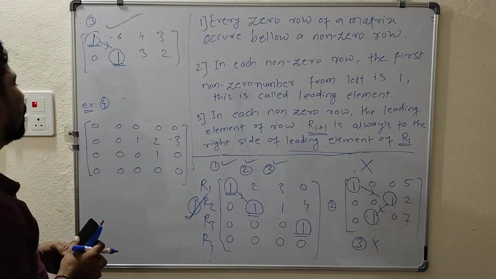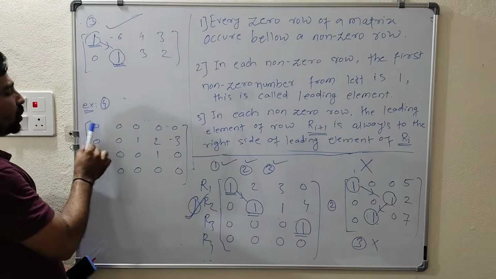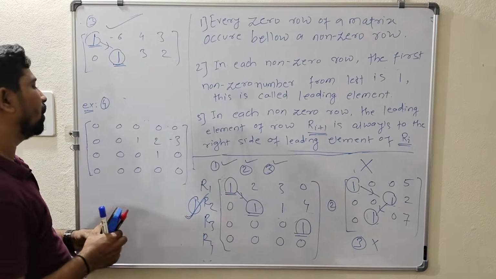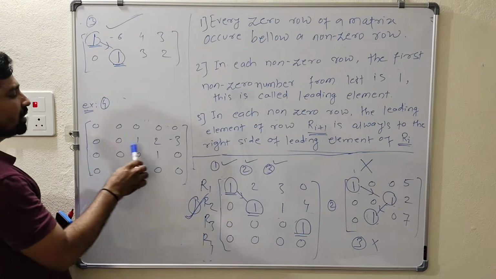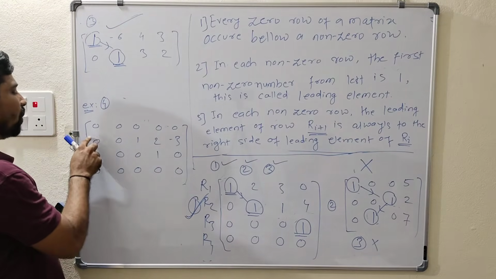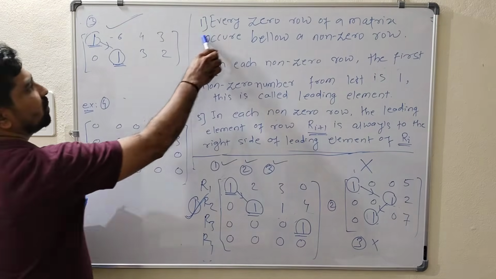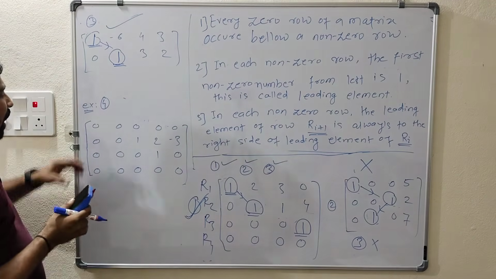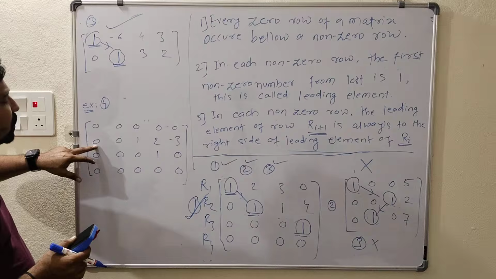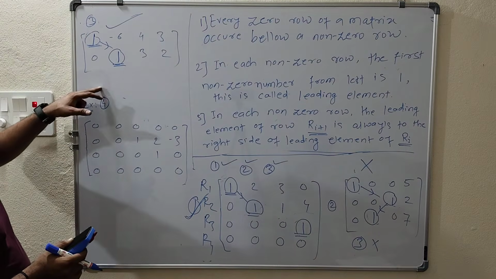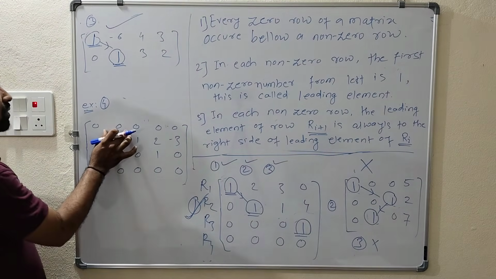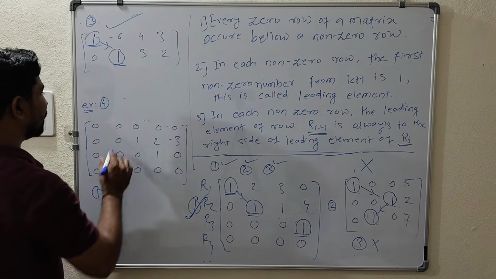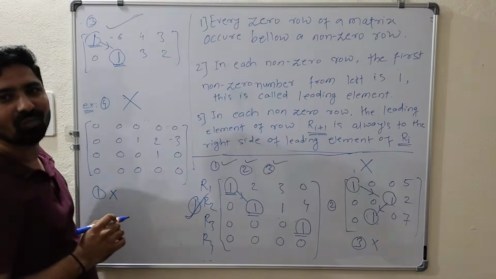Now come to example 4. Here this is the zero row, because all the entries in this row are 0. But this is row R2, where 3 entries are non-zero, so R2 is non-zero. Property 1 says every zero row of a matrix A occurs below a non-zero row. But here R1 is the zero row, R2 is the non-zero row, and R1 occurs above R2, meaning the zero row occurs above a non-zero row. So this matrix fails property 1. That's why this matrix is not in the echelon form.